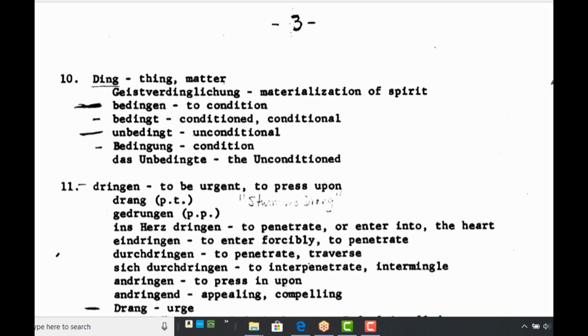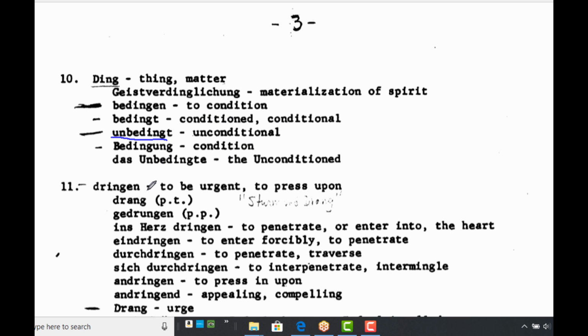Yeah. So this is das Ding. It's a neuter noun. Bedingen, to condition. Bedingt is conditioned. But this is much more commonly used: unbedingt. Ich will unbedingt nach Frankreich reisen. I will definitely do something. Unbedingt is used as an adverb very often. Then die Bedingung is the condition.